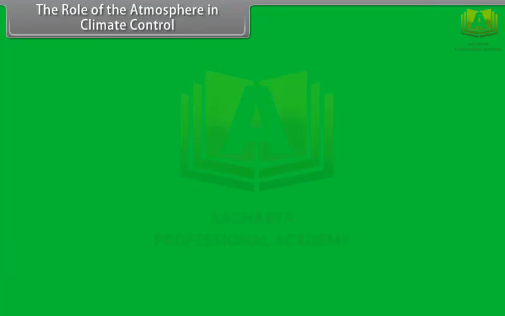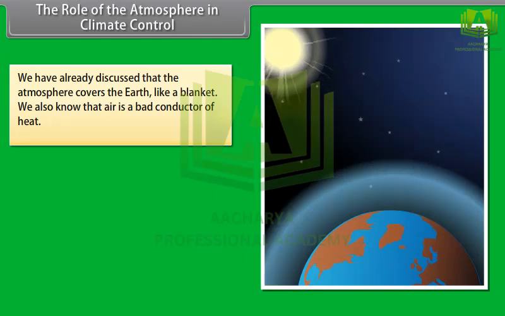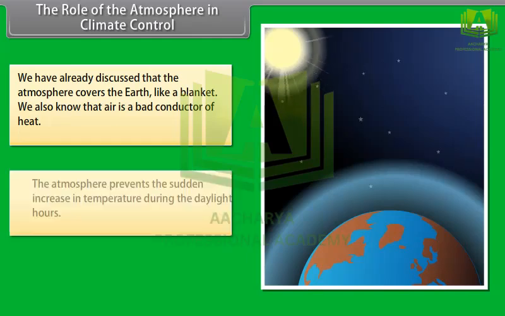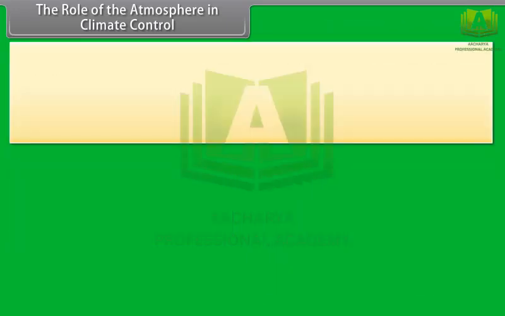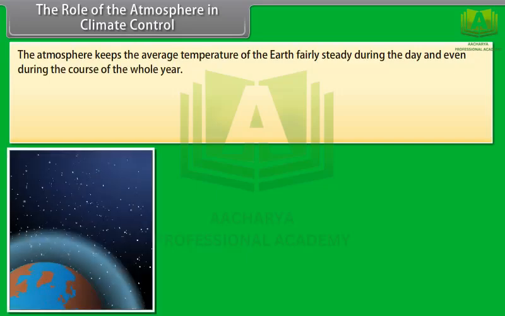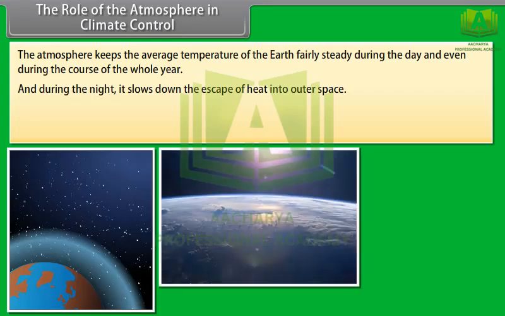The role of the atmosphere in climate control. We have already discussed that the atmosphere covers the Earth like a blanket. We also know that air is a bad conductor of heat. The atmosphere prevents the sudden increase in temperature during the daylight hours. The atmosphere keeps the average temperature of the Earth fairly steady during the day and even during the course of the whole year. And during the night, it slows down the escape of heat into outer space.